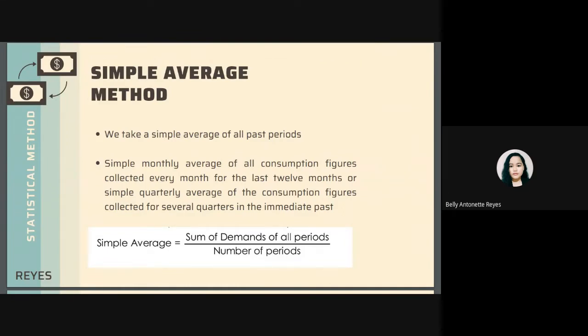First, we have the simple average method. In this case, we take a simple average of all the past periods. For example, a simple monthly average of all consumption figures collected every month for the last 12 months, or a simple quarterly average of the consumption figures collected for the several quarters in the immediate past. All the data collected will be added and then divided by the specified period. Hence, we have the formula: simple average is equal to the sum of demands of all periods divided by the number of periods. Next slide, please.